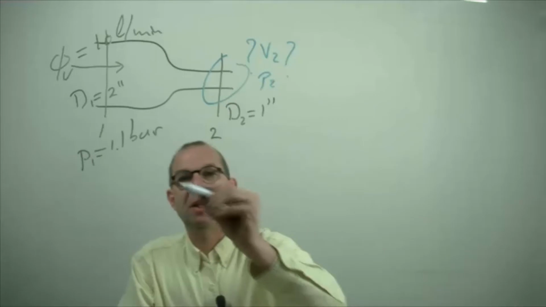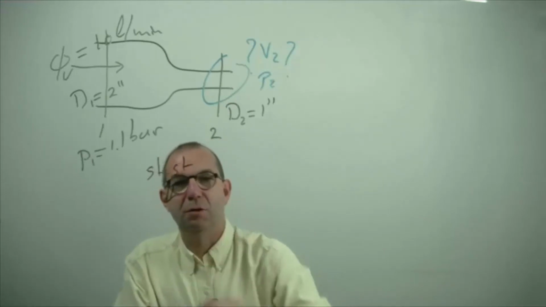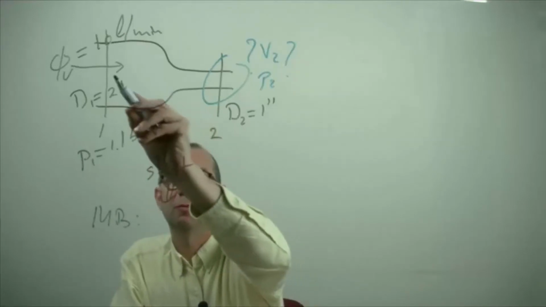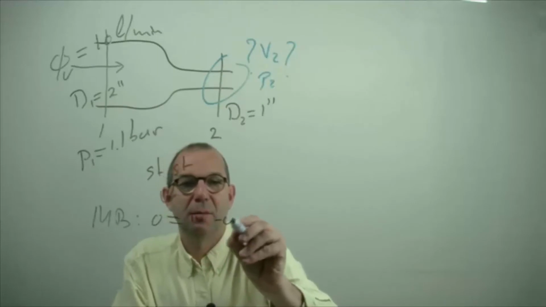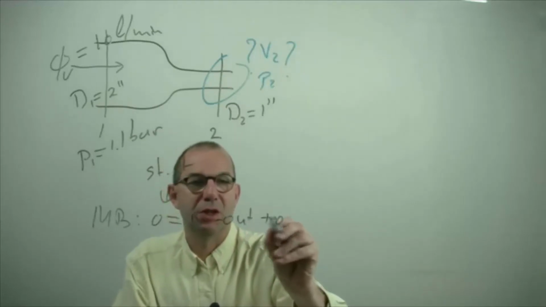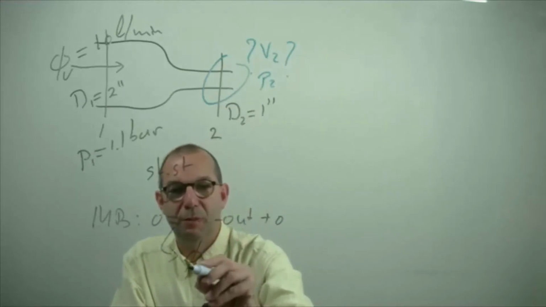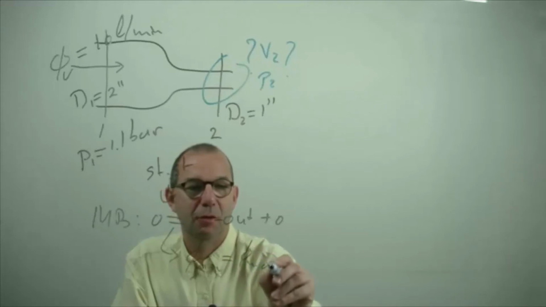This is a steady state system, and thus we could take a look at what a mass balance says. Mass balance: the volume between 1 and 2 is 0, is in minus out plus 0, as you don't produce water. So the mass flowing in equals the mass flowing out.